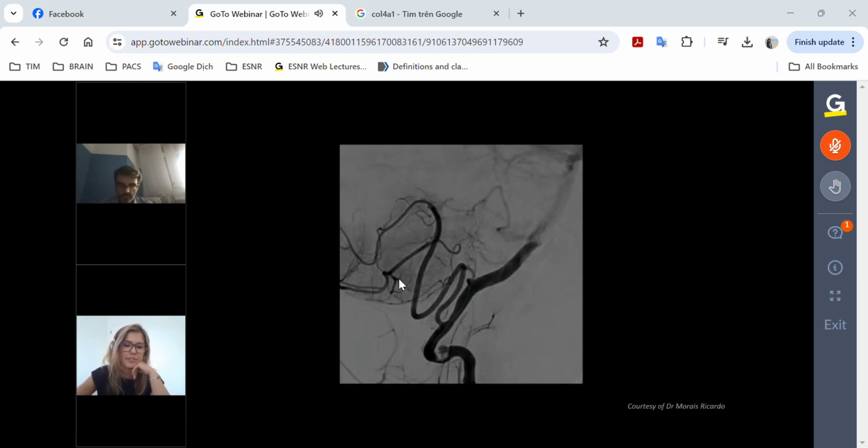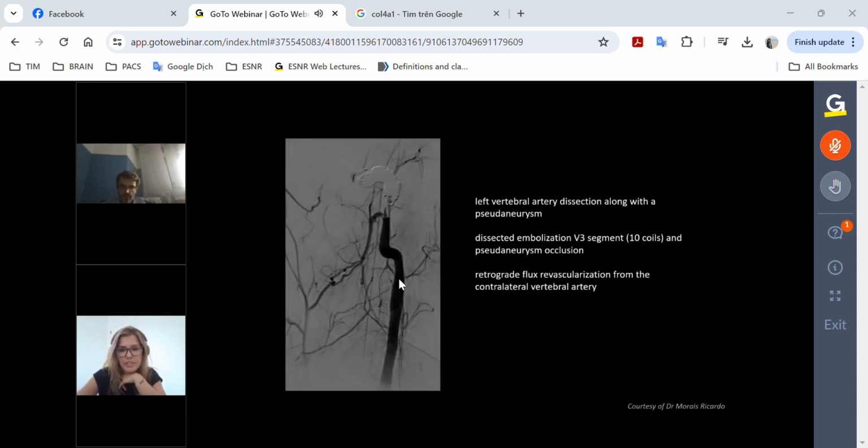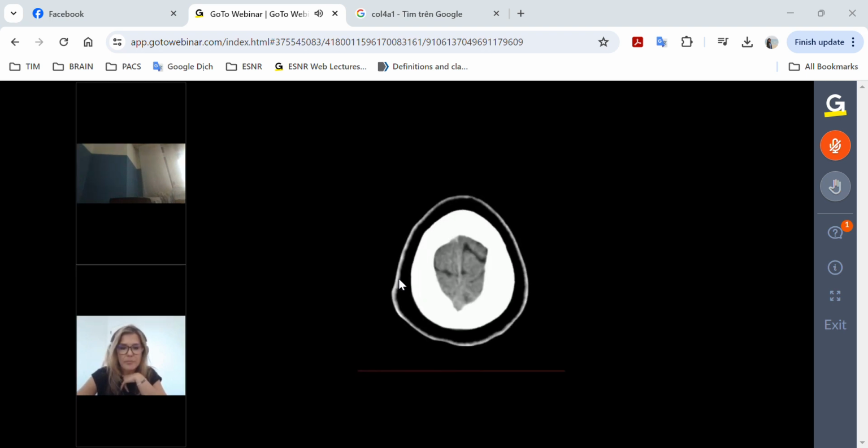And what they found was a dissection of the artery. There is a pseudoaneurysm here, and there is a small reduction of the natural lumen, of course. So the radiologist analyzed this dissection and the pseudoaneurysm, and there was a retrograde flux of revascularization from the contralateral vertebral artery. So here are the post-operative images.